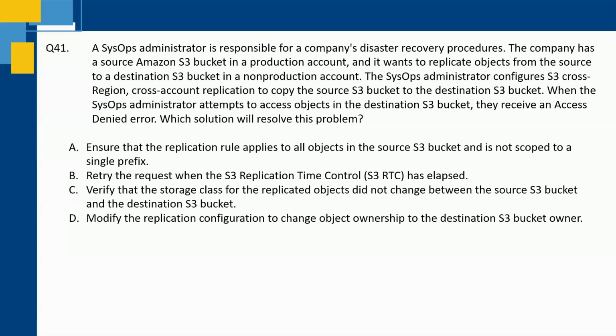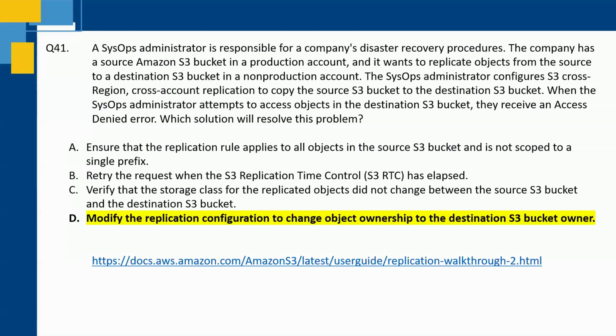Now friends, by default, when you configure cross-account S3 replication, the source bucket owner remains the owner of the replicated objects even though they reside in the destination bucket. This leads to the access denied issue because the destination account does not own the replicated objects and thus lacks permission to access them even if it owns the bucket. To solve this, you must change the ownership to the destination bucket owner.